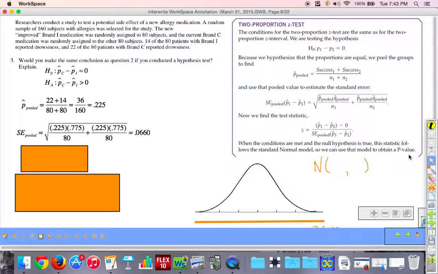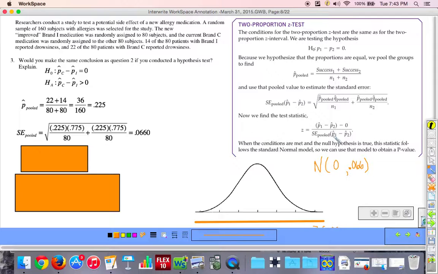So we know our normal model is in the form 0. And why 0? Because remember, we're trying to reject the null. So the normal curve for the null hypothesis is equal to 0, no difference between brand C and brand I, the proportion of drowsiness reported between brand C and brand I. And we now have a standard error of 0.066. Okay, so here we have our normal model.